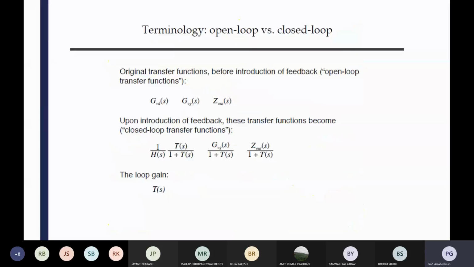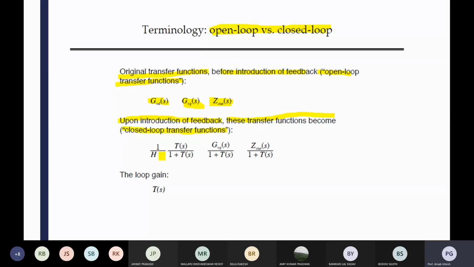So what is the terminology, open loop versus closed loop, that you can observe over here. The original transfer function before introducing the feedback is called the open loop transfer function, that is G_vg(s), G_vg(s), Z_out(s). So that is your open loop when there is no feedback path. Upon the introduction of the feedback, this transfer function becomes the closed loop transfer function.